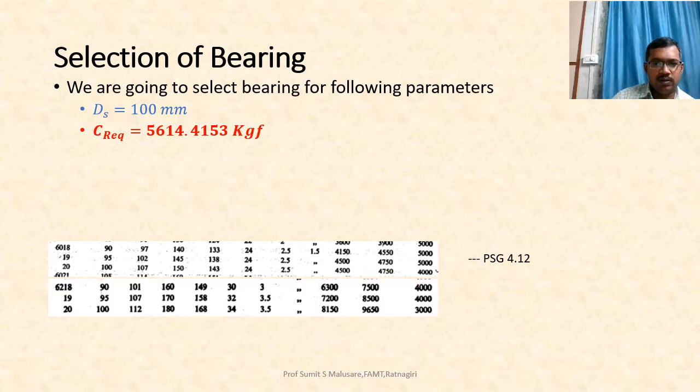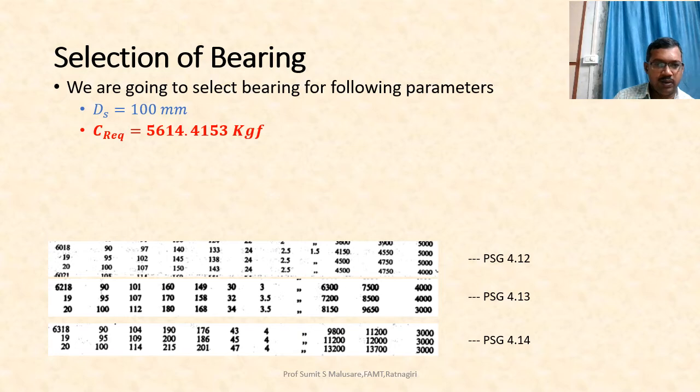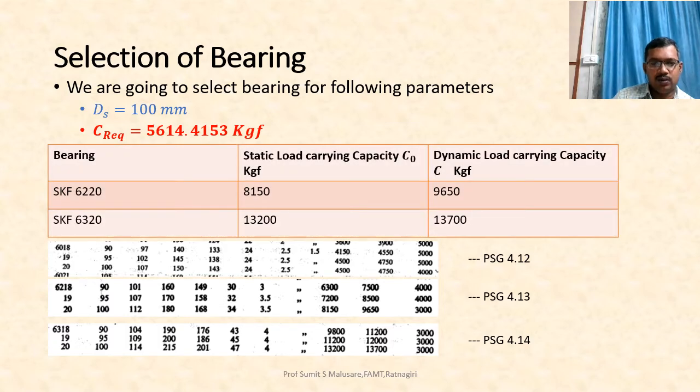So I will go for the next, that is bearing number 6220. Here capacity is 9650, which is greater than our requirement. We can go for this with reference to PSG 4.13. Again, if you go to PSG 4.14, then the bearing is given as 6320, whose capacity is 13700 kgf, which is greater than our requirement. So we can go with this bearing. Okay, so this is the selection of bearing. Now these are the two bearings, and we have to select any one from these.